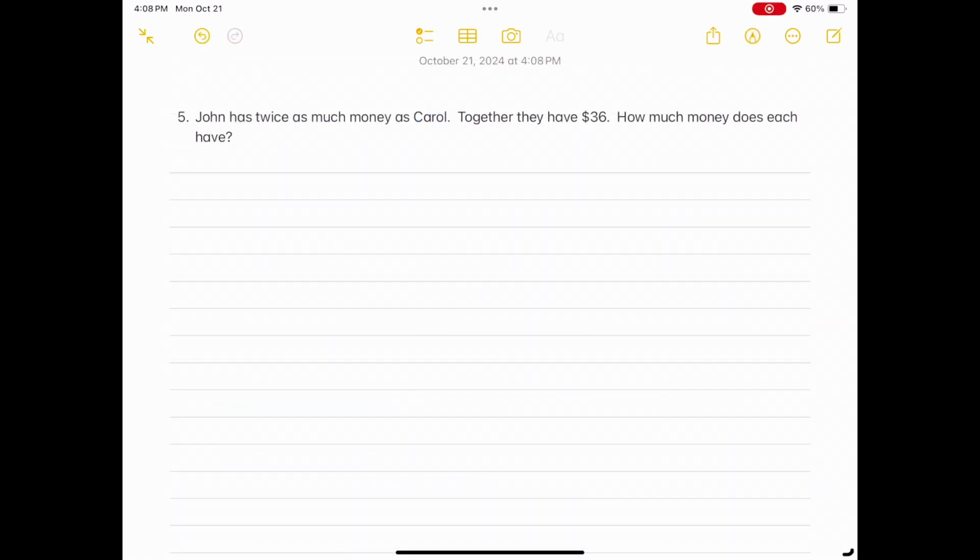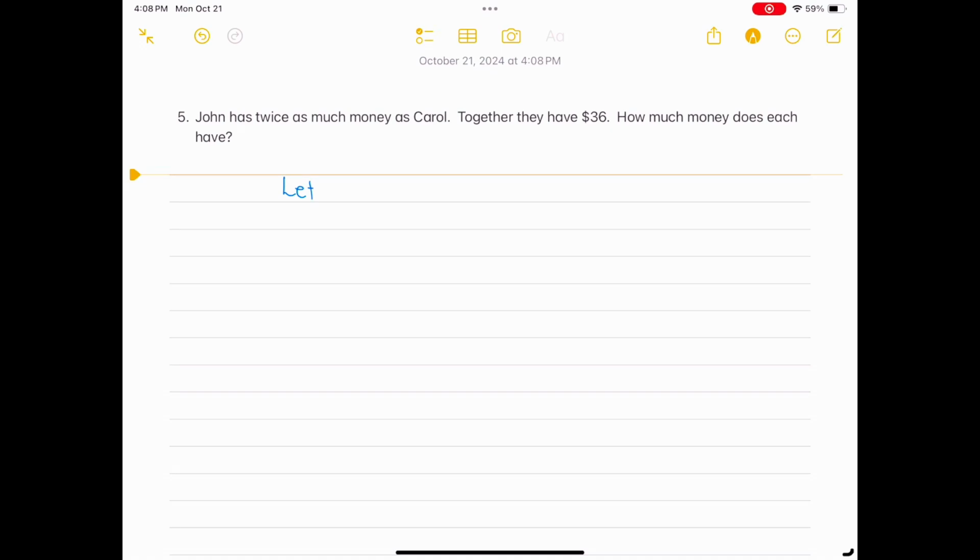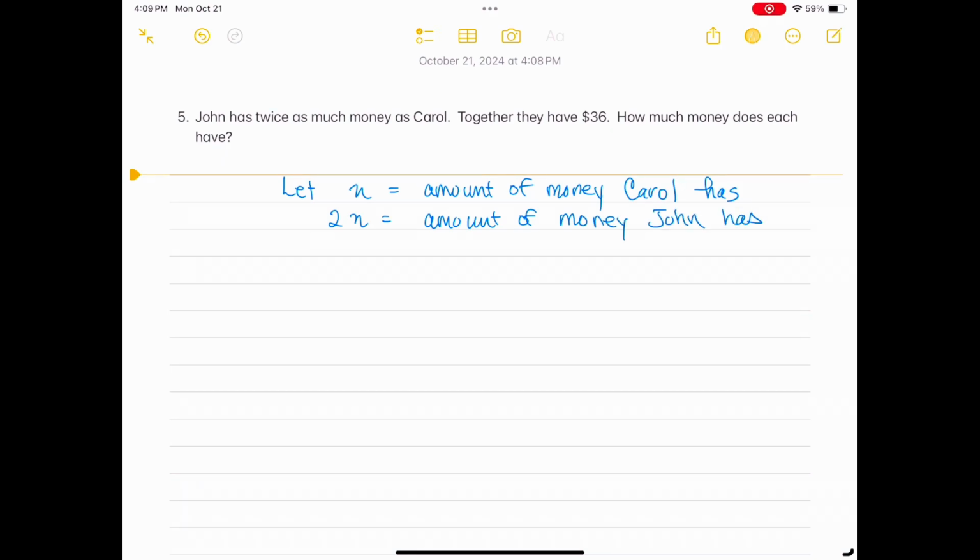John has twice as much money as Carol. Together, they have $36. How much money does each have? I begin by letting n equal the amount of money that Carol has. And since John has twice as much money as Carol, 2 times n, or 2n, will equal the amount of money that John has. Together, they have $36, which means that n plus 2n equals 36. And now we solve for n by gathering like terms. So n plus 2n equals 3n, which equals 36.